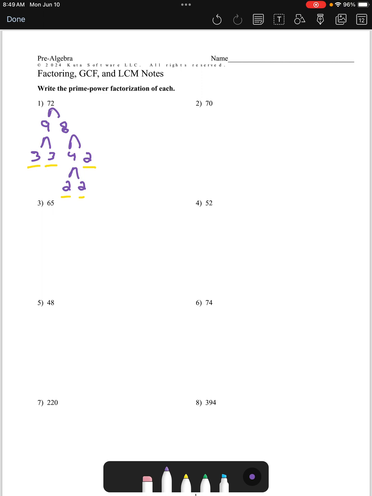So how do we represent this? The prime power. Well, the prime numbers that make up 72 are 2s and 3s. We need 3 2s and 2 3s. Power. Exponents. If I have 3 2s in this factorization, that means that is 2 to the 3rd power.